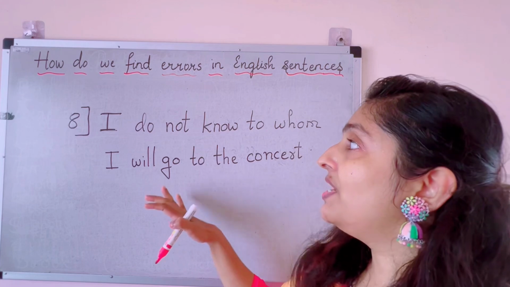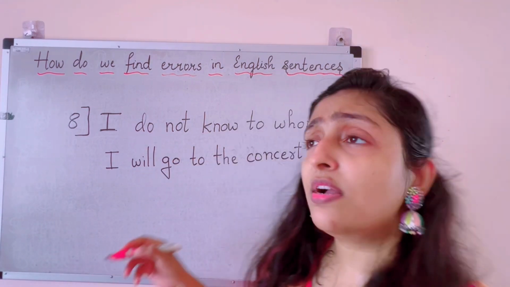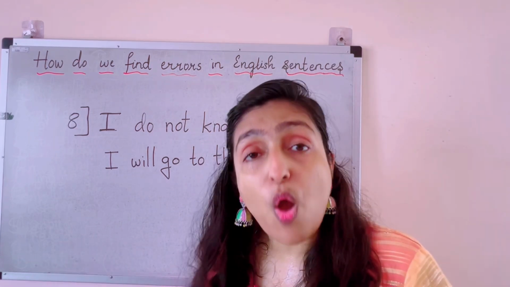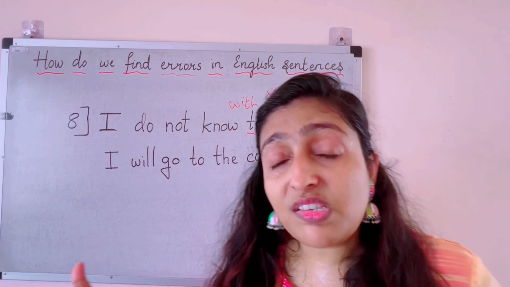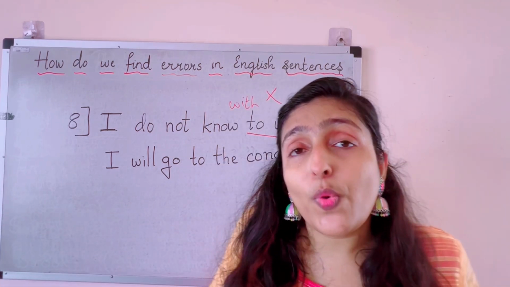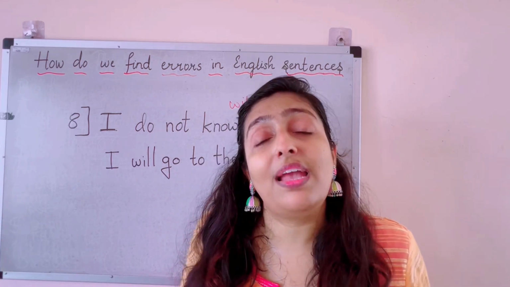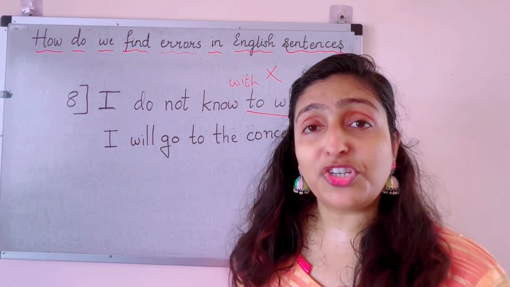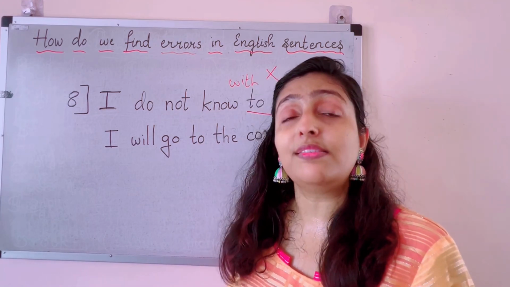So let's reread the statement. I do not know to whom I'll go to the concert. This usage is wrong. We say with whom. With is a preposition which means accompanied by, escorted by, in the company of. The correct version is, I don't know with whom I'll go to the concert.